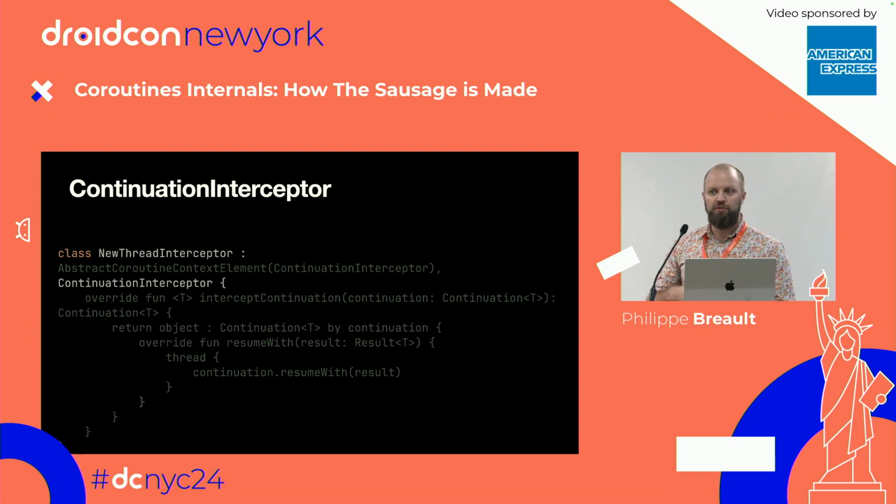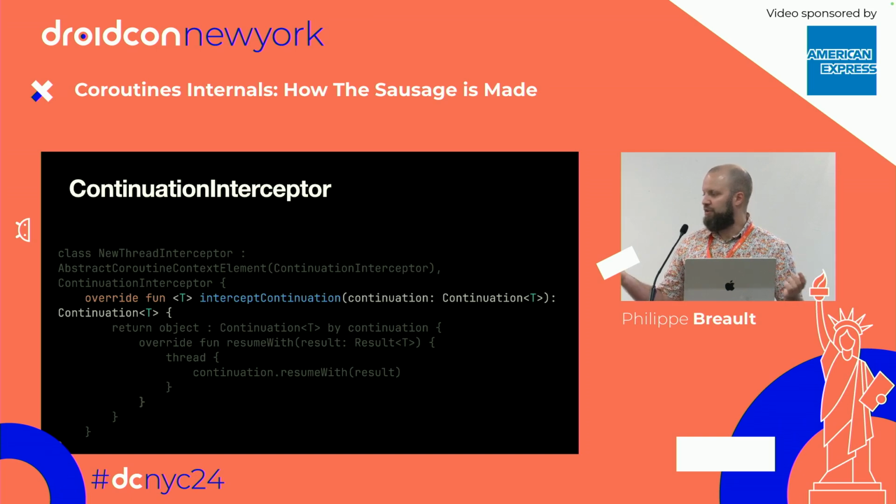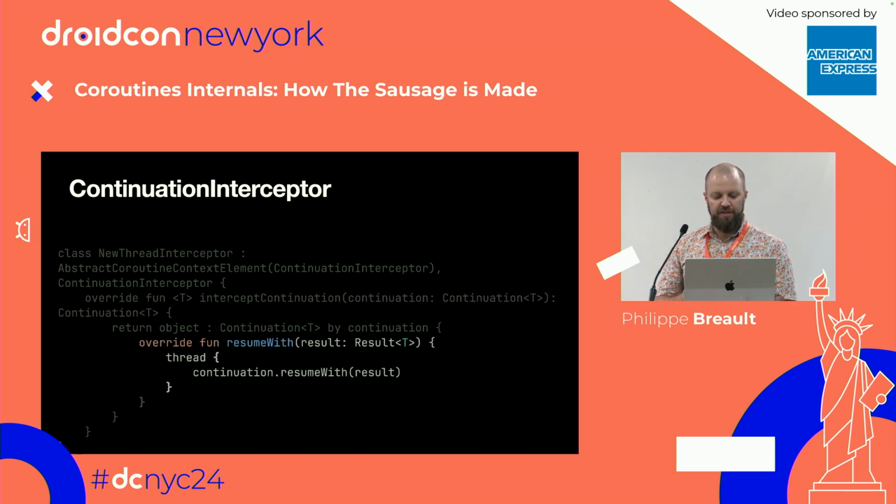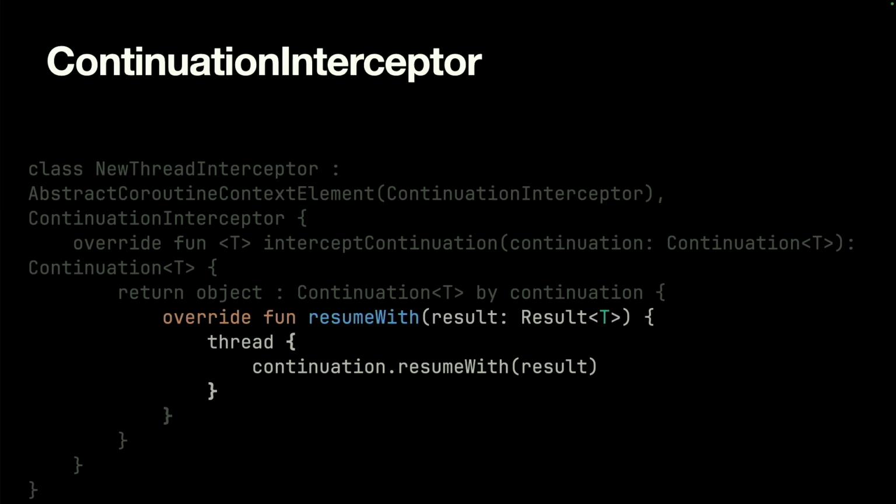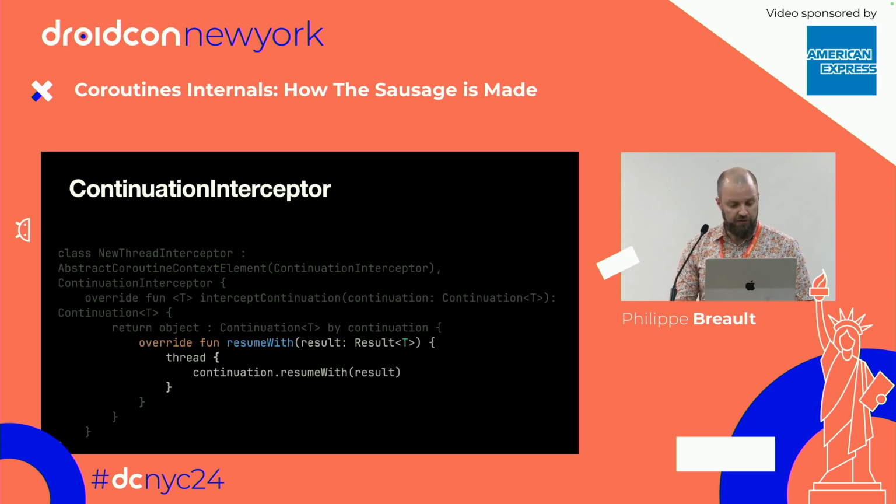The way you would go around doing this is that you would create a new interceptor, make it implement the continuation interceptor, and then you would have a single method there called intercept continuation that takes in a continuation and returns a brand new one. And the brand new one that we want to return in this case is simply a continuation where we override resume with to put it on a different thread. So what we saw earlier is that when we call resume with, we are going through the state machine and we are executing the code. If this whole resume with is happening on a different thread, this is how we enable multi-threading.